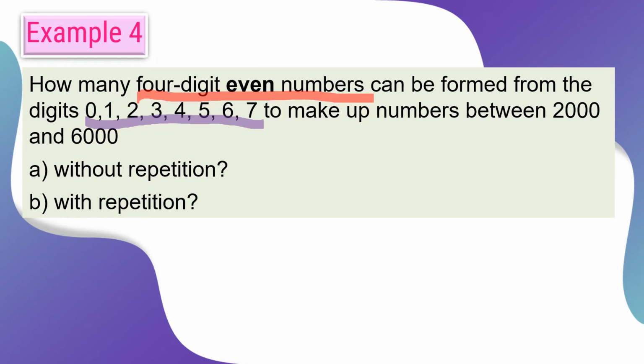between 2000 and 6000. So when it says between, be careful, you must understand between excludes 2000 and excludes 6000. Maybe it starts from 2001 until the last number you can form is 5999. Okay, so now we have two conditions: firstly, without repetition and with repetition.